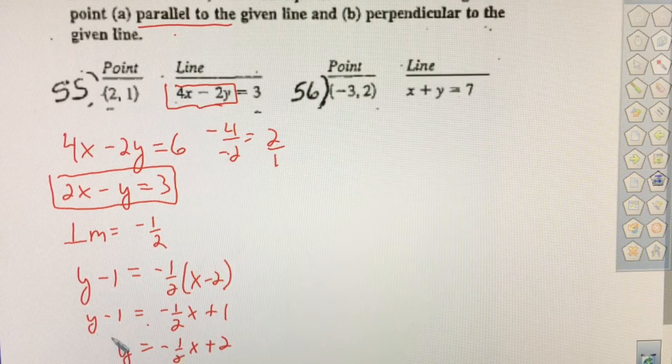It doesn't tell us what form to put it in, so if you want to rewrite that in standard form, go ahead. If you want to rewrite that in slope-intercept form, I don't know what they're asking.